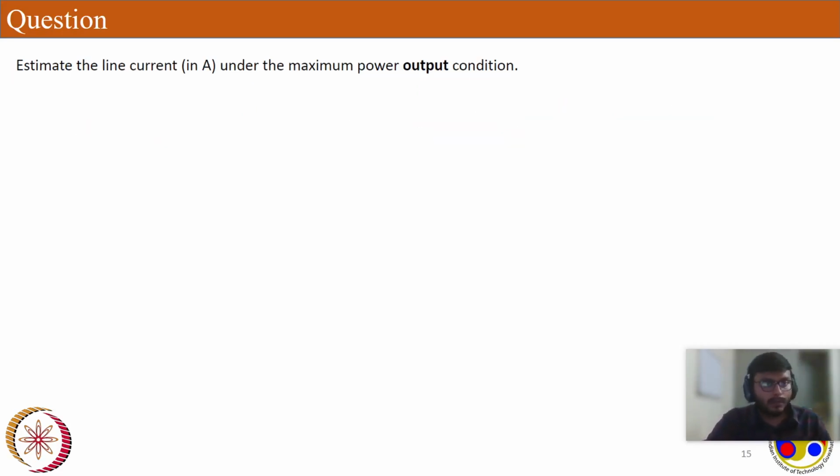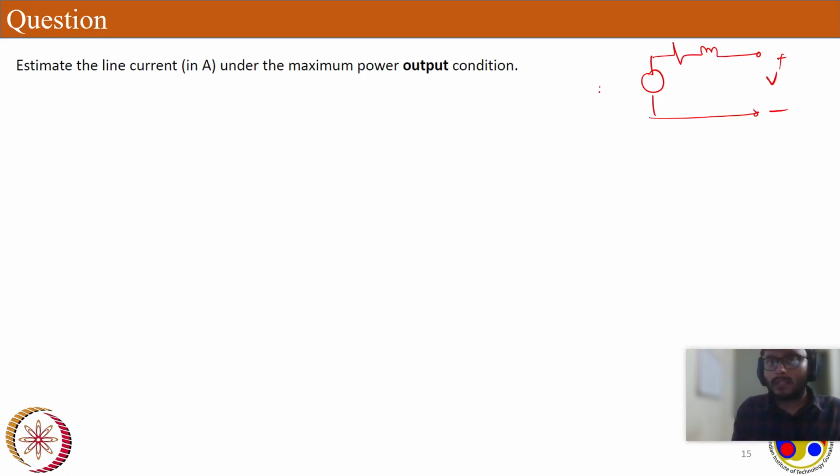Okay. Now we have to estimate again the line current, but under the maximum power output condition. So we have done it for the input power. Now the same calculation we have to do for the maximum power output condition. Now see, this is the angle, this is EF, and this is the R plus JXS. Now this is my motor running current. That all remains the same, but we have to see it at the output power side.